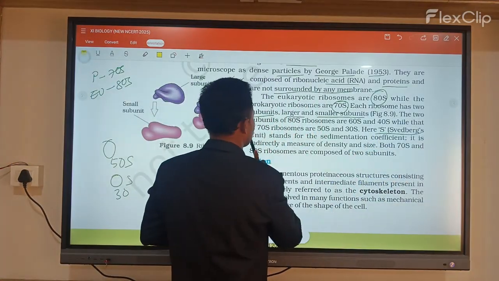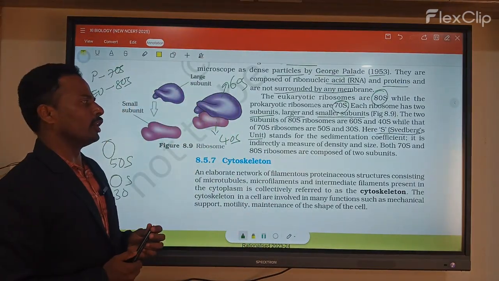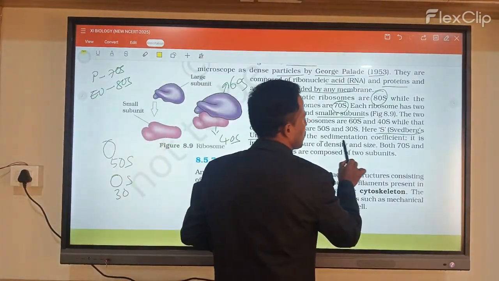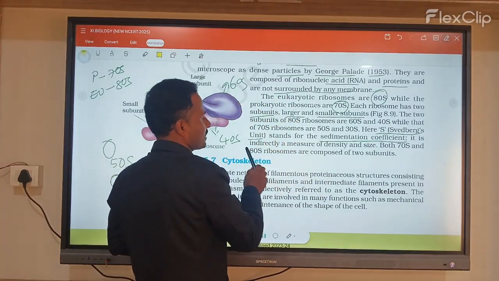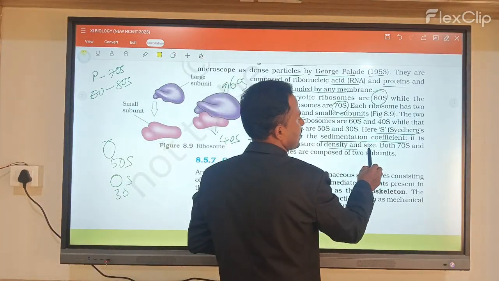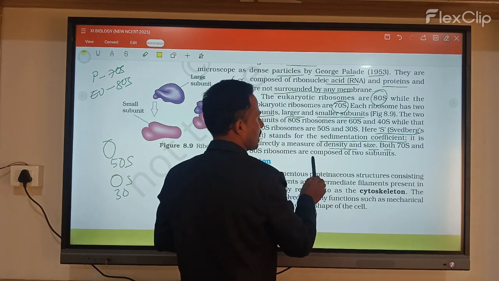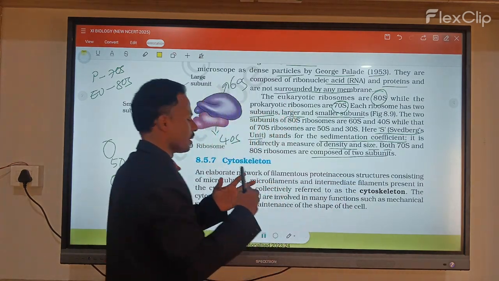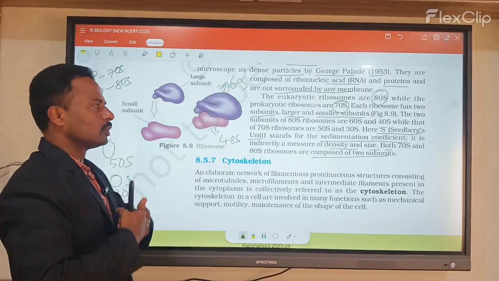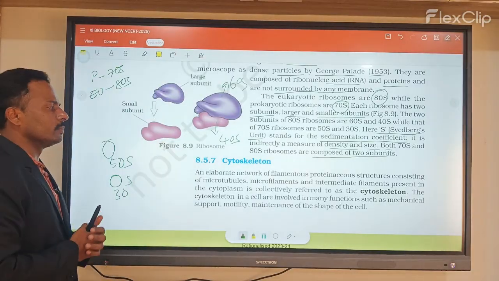S stands for Svedberg unit, the unit of the sedimentation coefficient. It indirectly measures density and size. Both 70S and 80S ribosomes are composed of two subunits. When the two subunits get connected, a ribosome structure is formed.